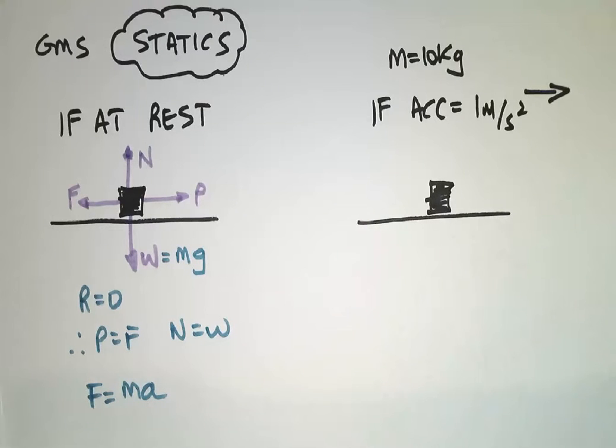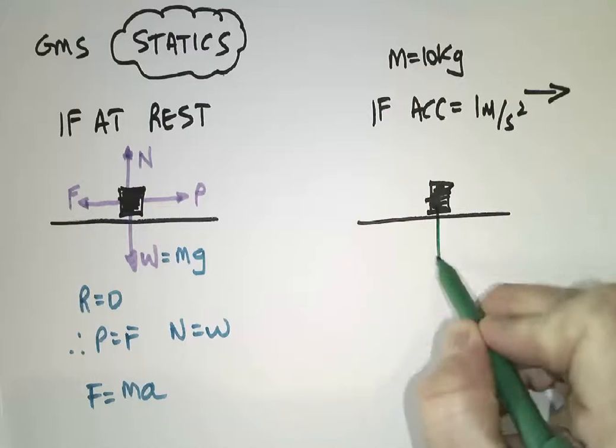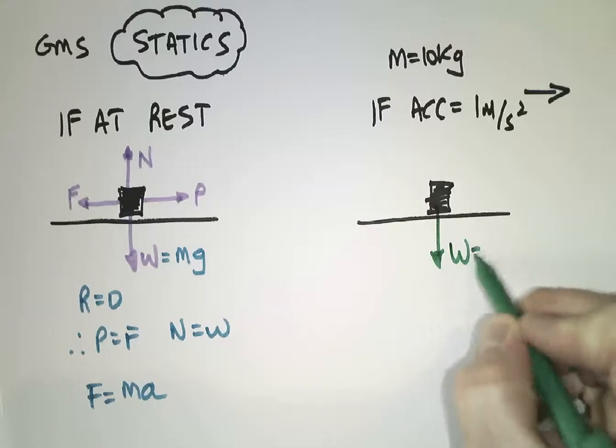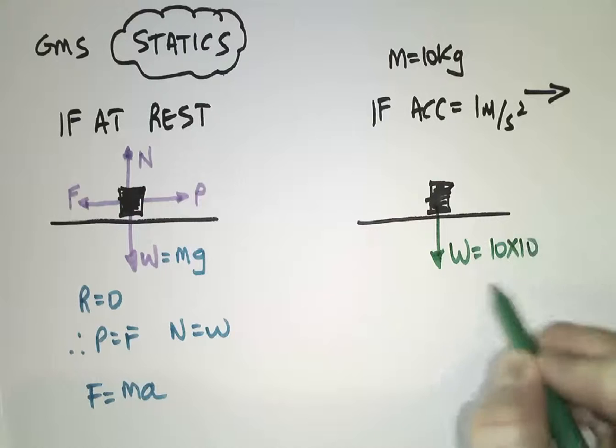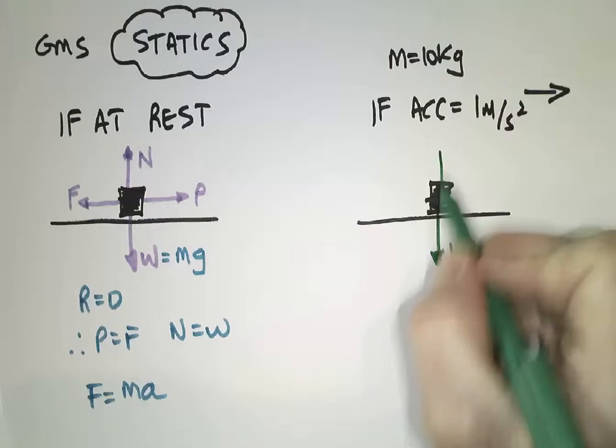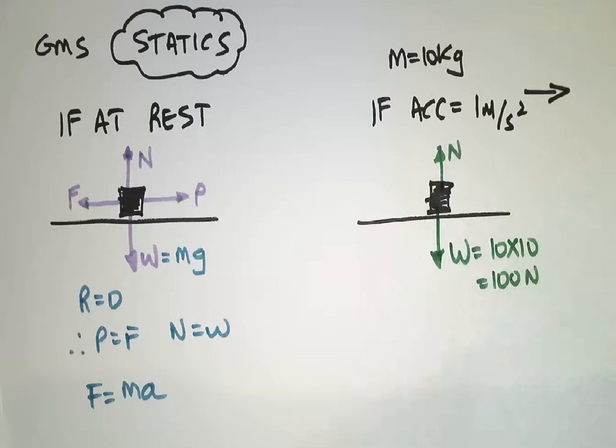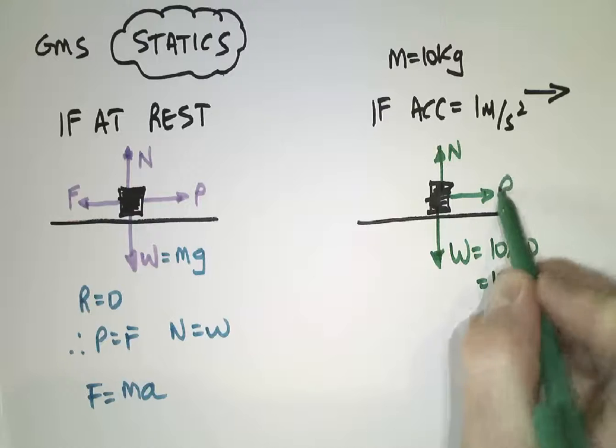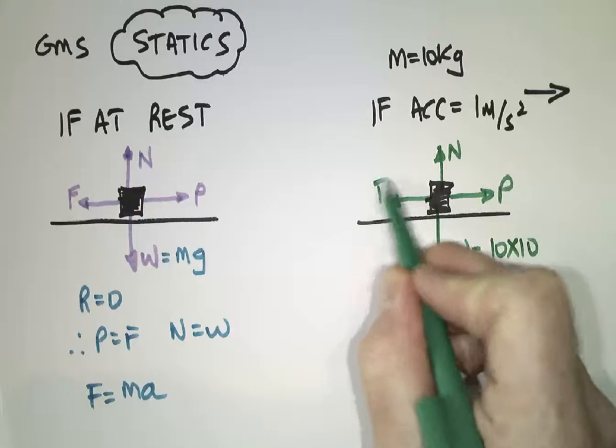Okay, let's say acceleration did occur, and that acceleration was 1 meter per second squared to the right, and the mass is going to be 10 kilograms. I'm going to have some sort of weight force, which will be 10 times 10, or 100 newtons. And we're going to have a normal force, which will also equal 100 newtons, because N will equal W in this case. We'll have some sort of pulling force, and we'll have some sort of friction force.